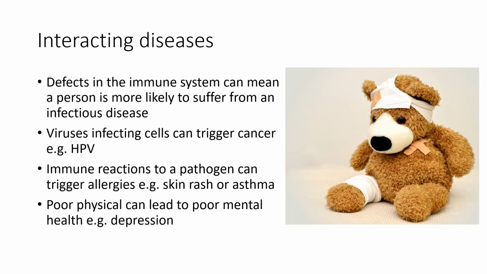It's also possible for diseases to interact, so that one disease then makes you more likely to suffer from something else. For example, some viruses increase your risk of cancer. Certain types of pathogens and viruses and infections will actually compromise your immune system, and as a consequence you're more likely to pick up other infections.